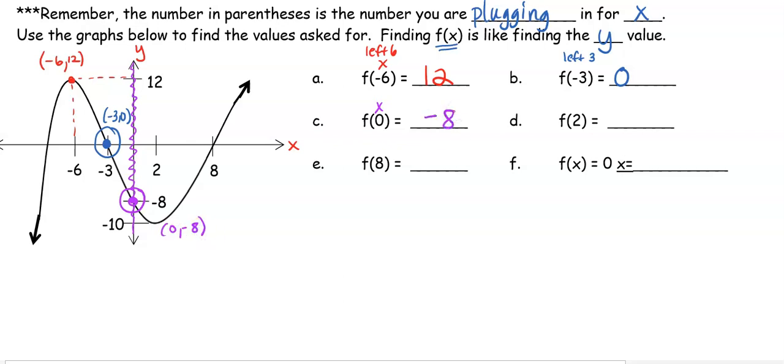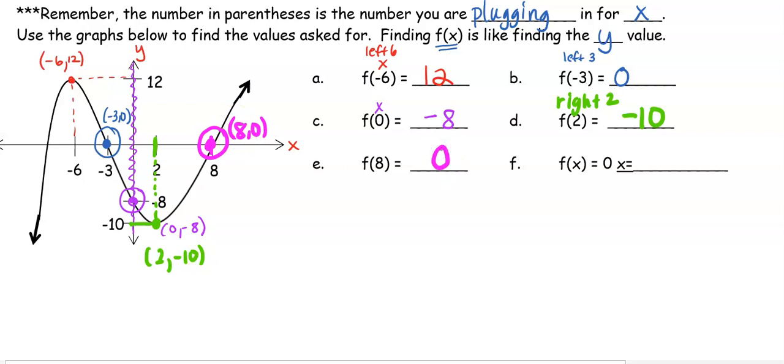D, f of 2. So that means we're going to go right 2. Here's 2. Here's my graph. So I'm at 2, negative 10. So when x is 2, my y is a negative 10. F of 8. Here's where my x is 8. Our graph is crossing right there, so this is at 8, 0.